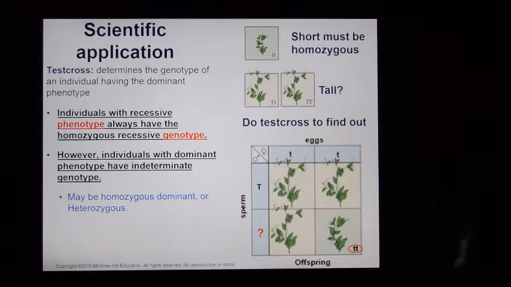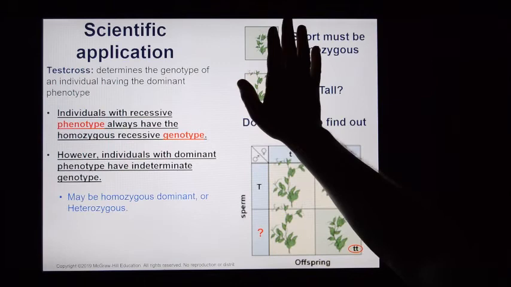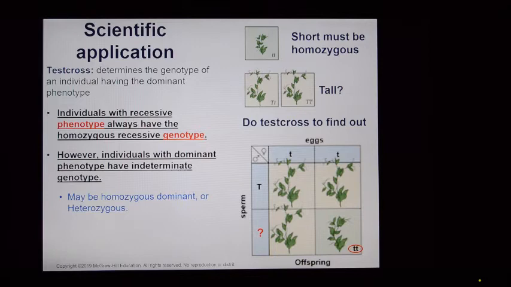We know that we've got a tall plant and a short plant, and we're going to breed those together. That's all we know. One's short and one's tall. Now, if it's short, we know with absolute certainty that it's going to be homozygous recessive. It's got to be two little T's if it's short. But if the plant's tall, that just means that it displays a dominant phenotype. It could be homozygous or it could be heterozygous. We know that it's got one tall gene, but we don't know what the other one is. We don't know if it's homozygous or heterozygous.